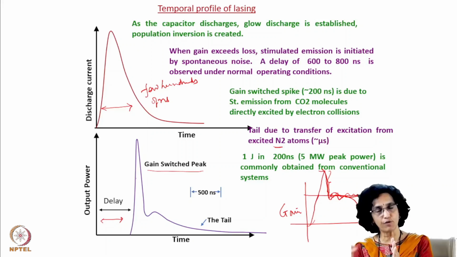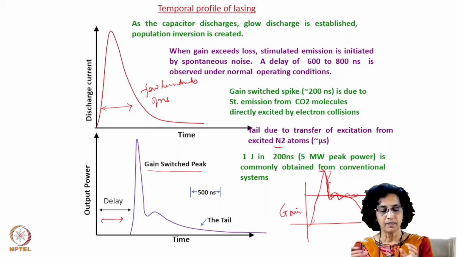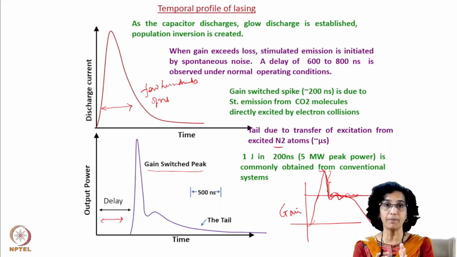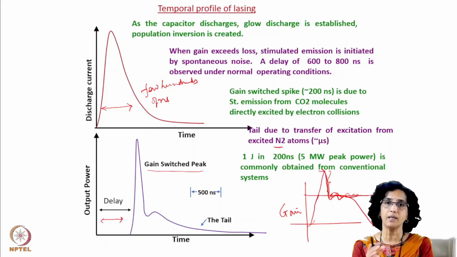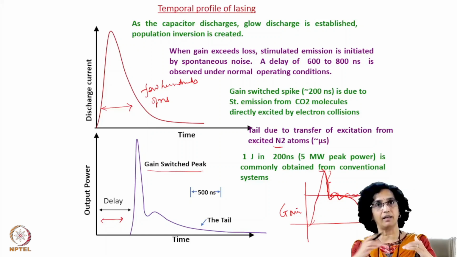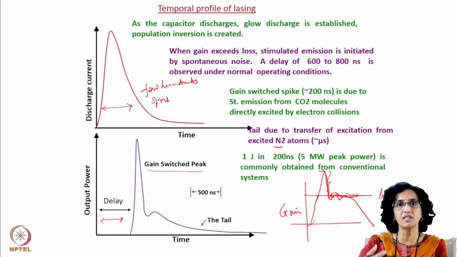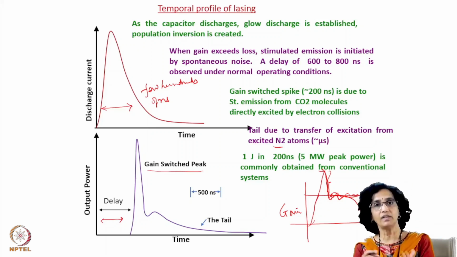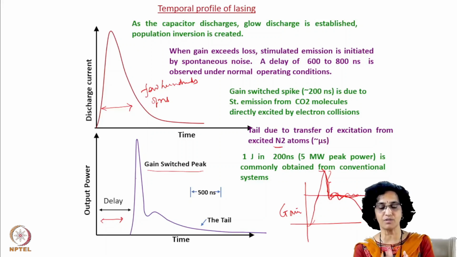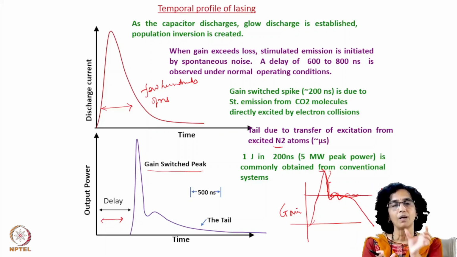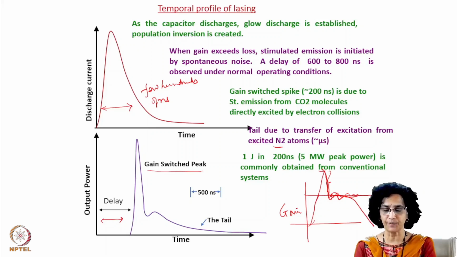And also, of course, there is some collision with nitrogen which is adding to it, but primarily because of the active species, and the tail is contributed largely by nitrogen. So if we want a smaller gain switch spike and a larger pulse duration, then you can increase the concentration of nitrogen. And on the other hand, if you do not want a much longer tail, then we can try and reduce the nitrogen concentration so that our pulse duration becomes smaller.